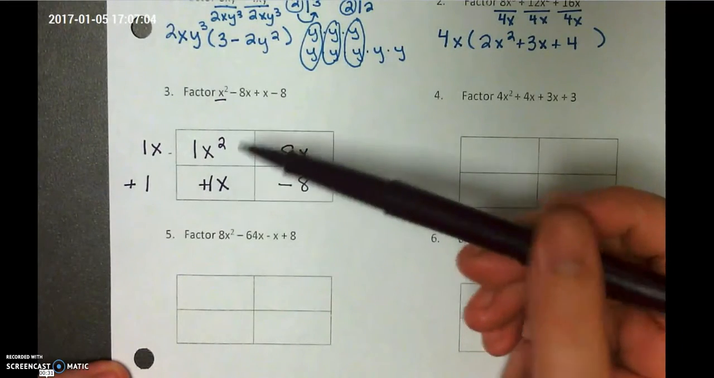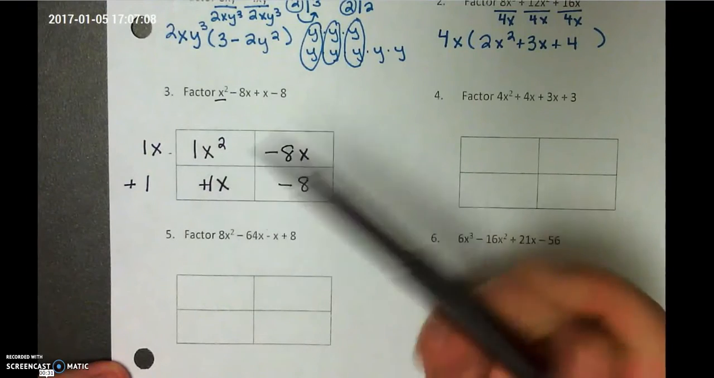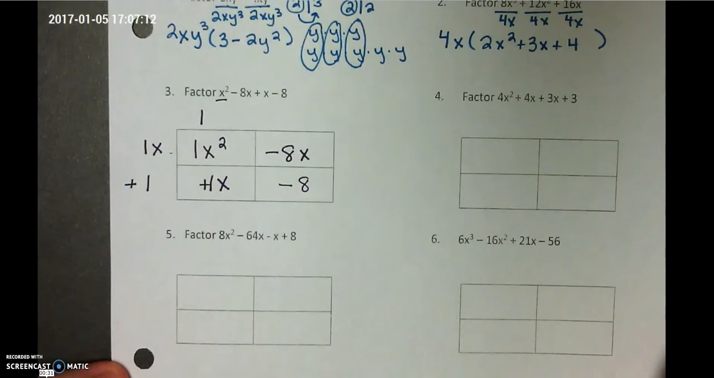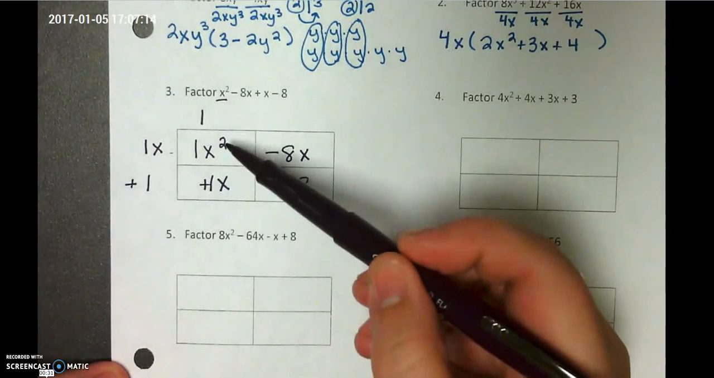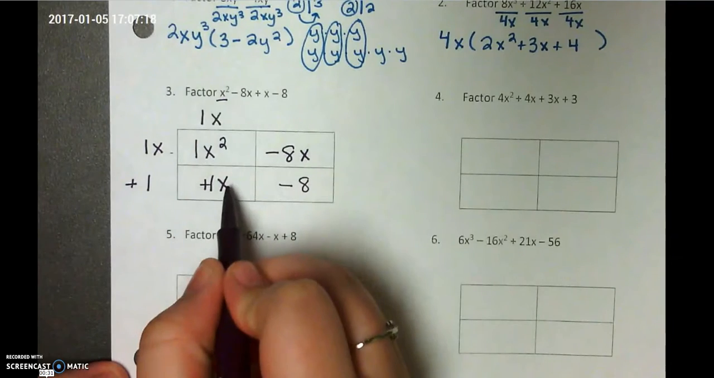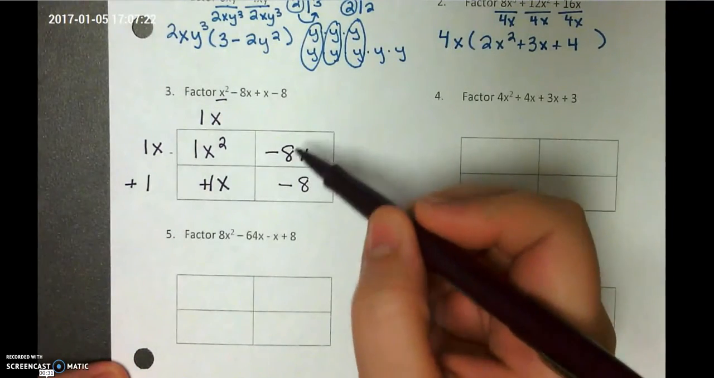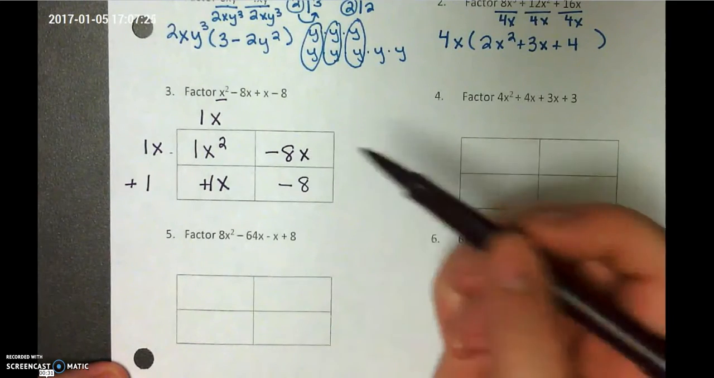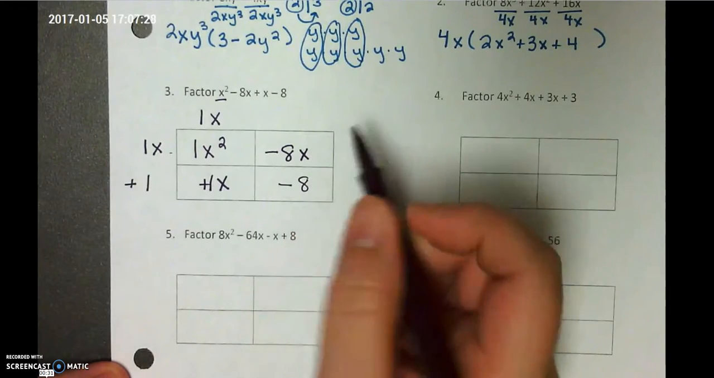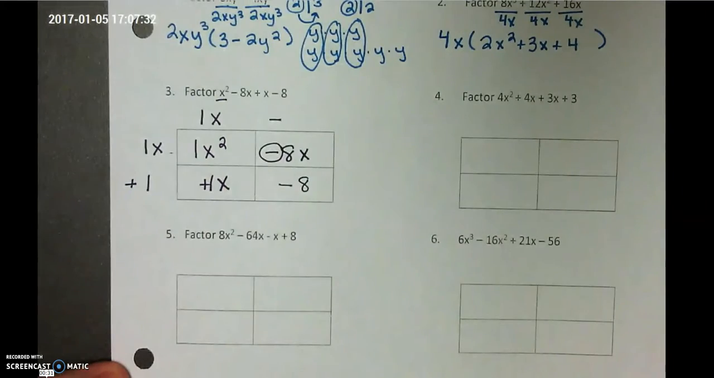The GCF of the first column: the biggest number that can go into 1 and 1 is 1. Check to see if they have any variables in common. We have x squared and x. They have an x in common. The lowest exponent is this one, which is 1. Now, this is where leading coefficients come into play. This one leads this column, so this has a negative. So we're going to bring up the negative.